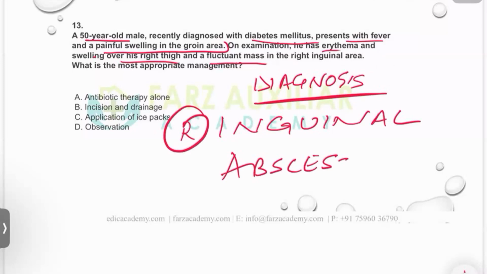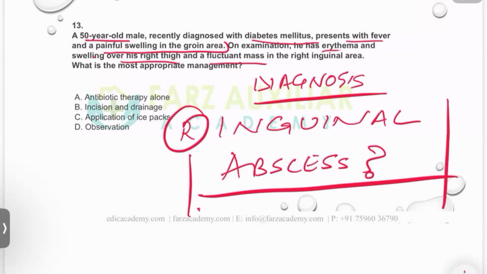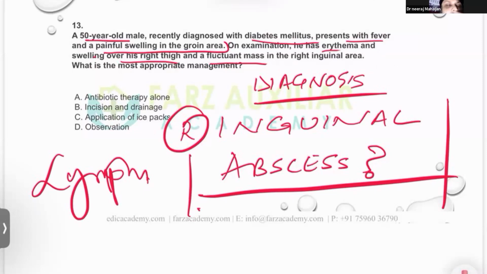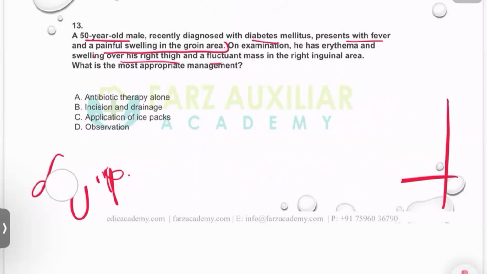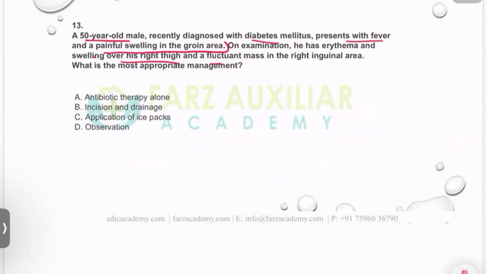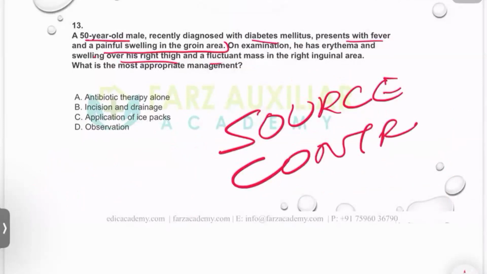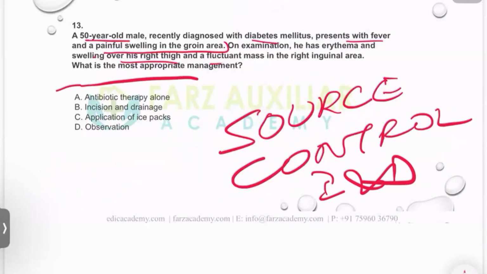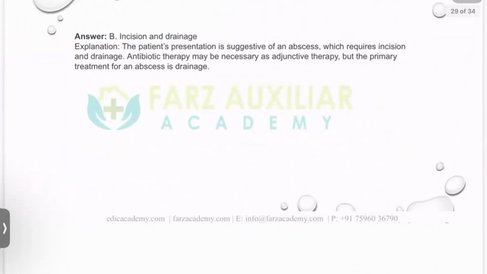Why does it occur? There are lymph nodes there, so it is a lymph node which gets destroyed and becomes an abscess. So what is the treatment? What will you do? Incision and drainage. So we will do the source control. I and D, yes, I and D. B is the answer. So the answer is I and D.